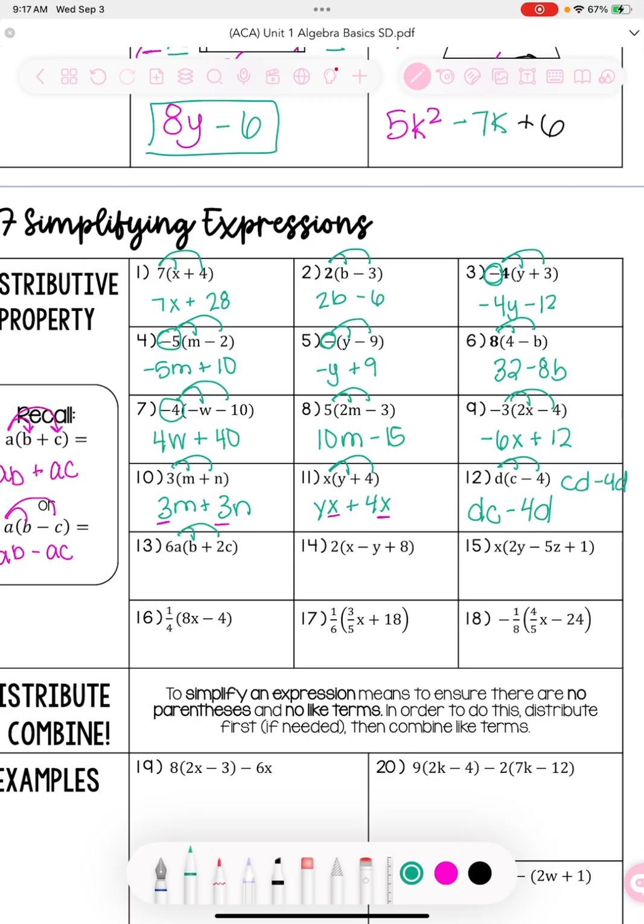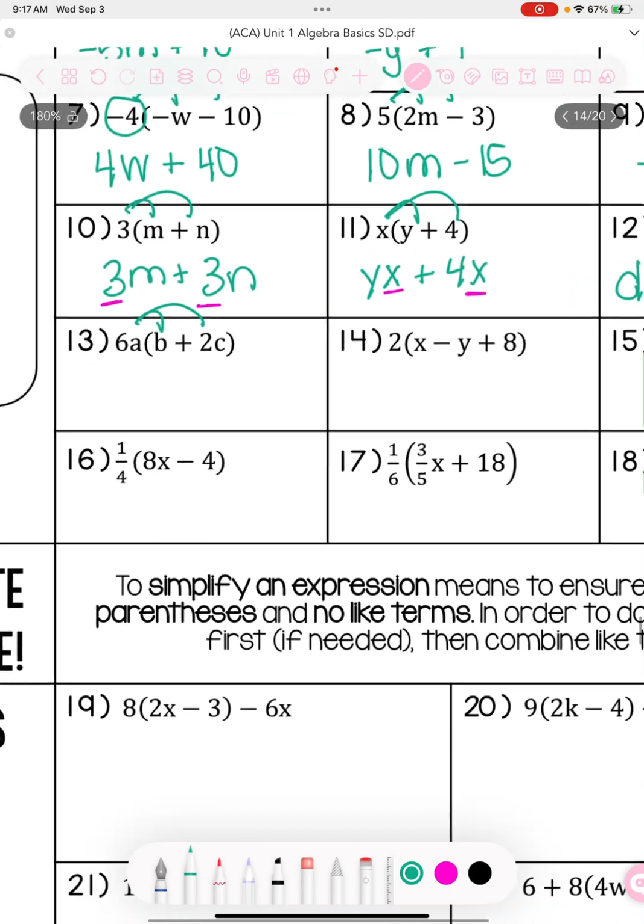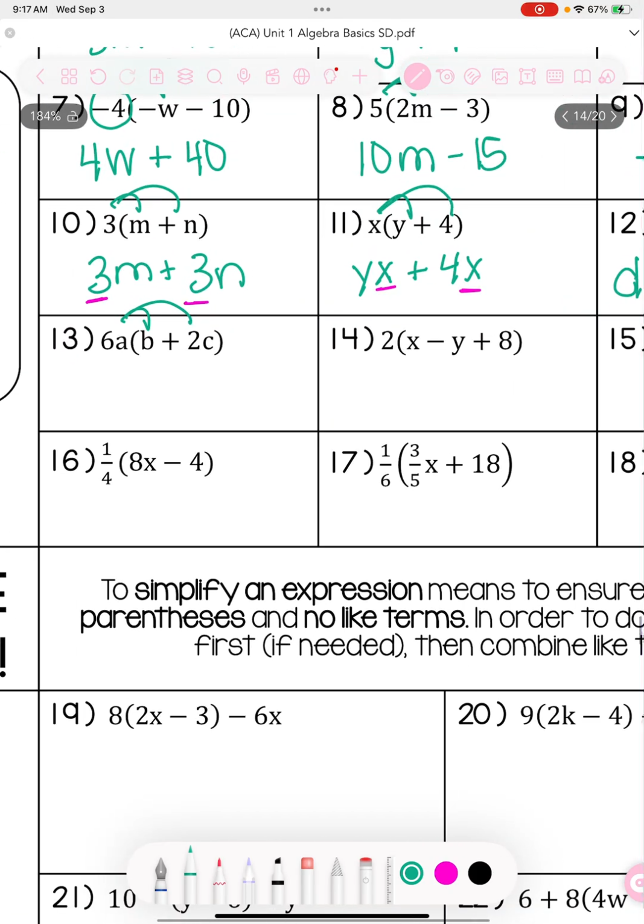Next, we have a 6 and an a, so we have to distribute in the 6 and the a. So 6a times b is 6ab, because there's no like terms to multiply in. Now, when we do this, we have 6 times 2, so we get 12. And then the a and the c aren't like terms, so they stay as they are.